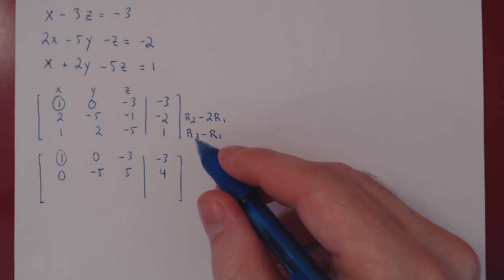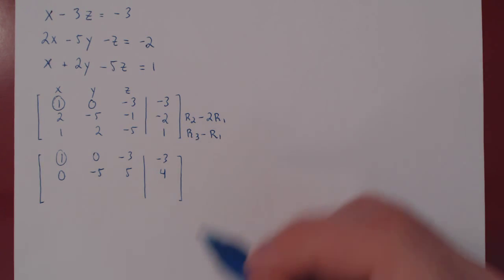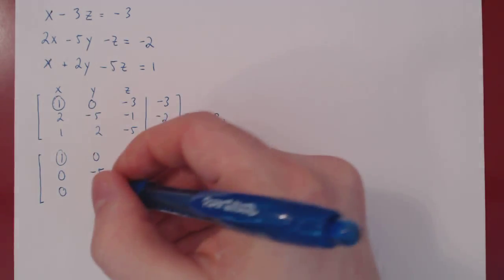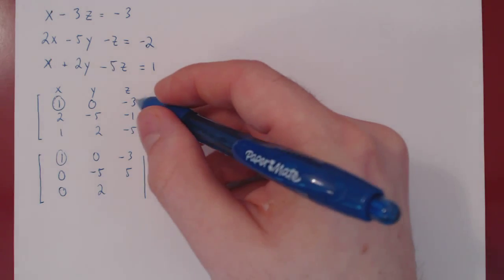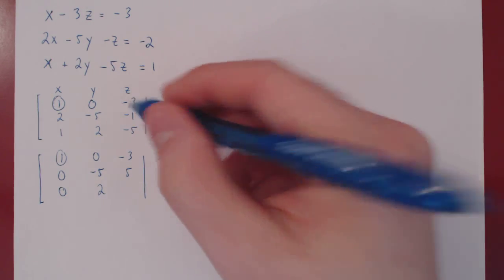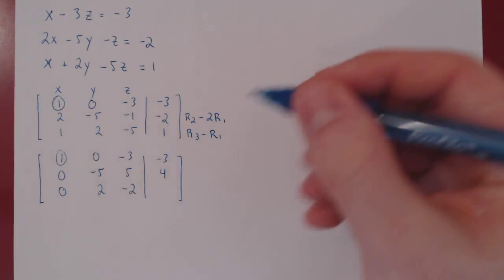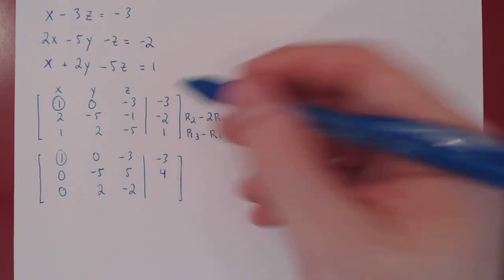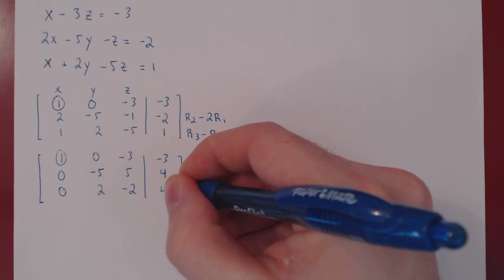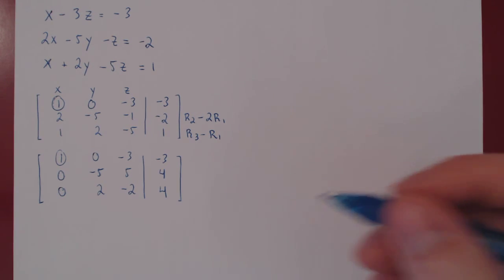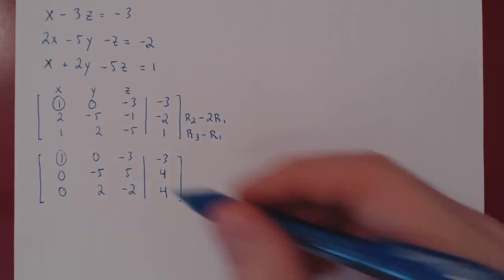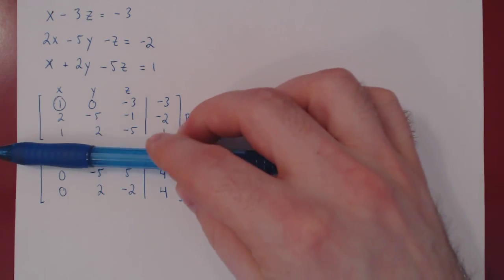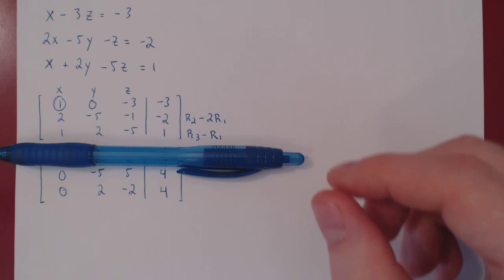Let's apply the second row operation, row 3 minus row 1. 1 minus 1 is 0. 2 minus 0 is 2. Negative 5 minus negative 3 is negative 5 plus 3, negative 2. 1 minus negative 3 is 1 plus 3, positive 4. Well, we have our leading 1 in the top row. We've killed all the entries below. So we ignore the first row, the top row, and we repeat.